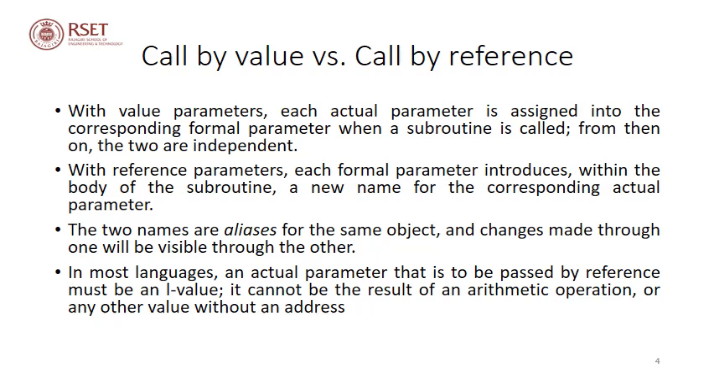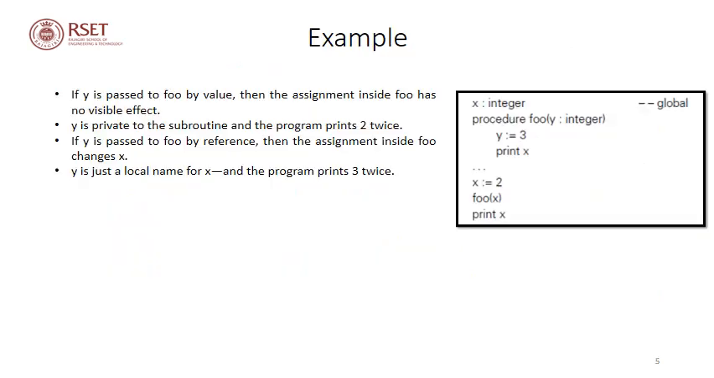In most languages, the actual parameter that is to be passed by reference must be an L-value, a left-hand side value. It cannot be the result of an arithmetic operation or any other value without an address. So remember, in C, by default, we pass all parameters by call by value. The only difference comes in the case of arrays. When you pass an array name, because of the relationship between array names and pointers, arrays will be passed by reference.